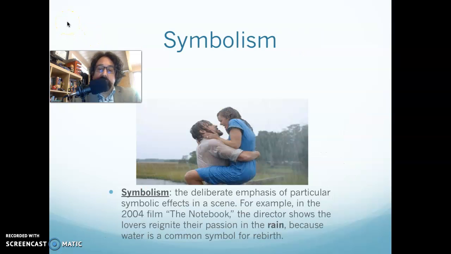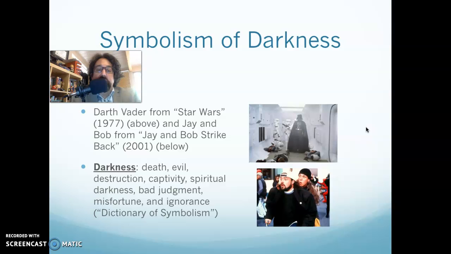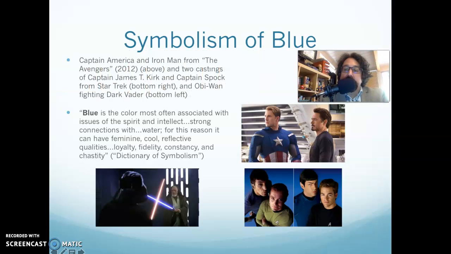Let's see. Symbolism is basically when something stands for something else. So, like, light represents intelligence, reality, goodness, transcendence. Darkness represents things like misfortune or bad judgment. Blue represents the intellect and cool reflective ability, like Captain America or Dr. Spock have.